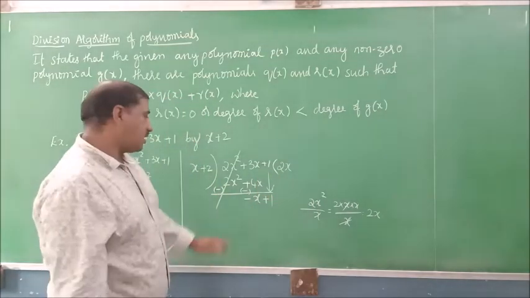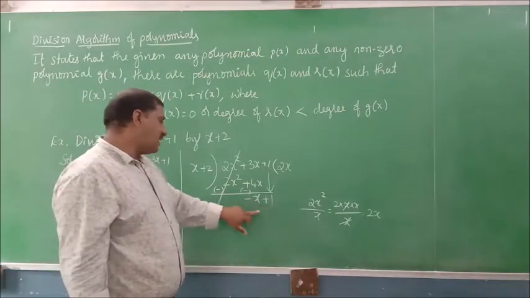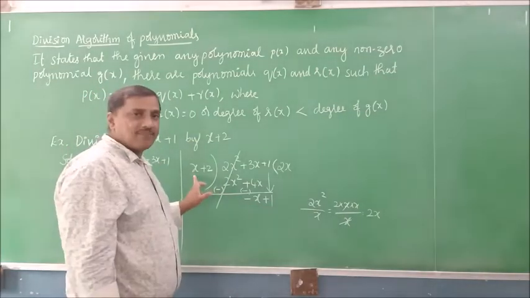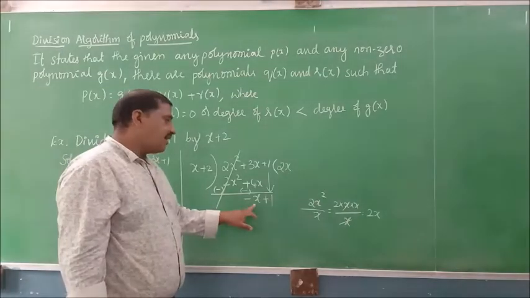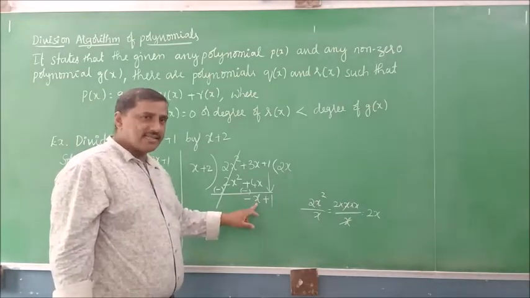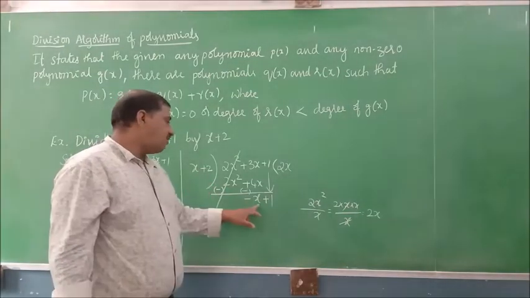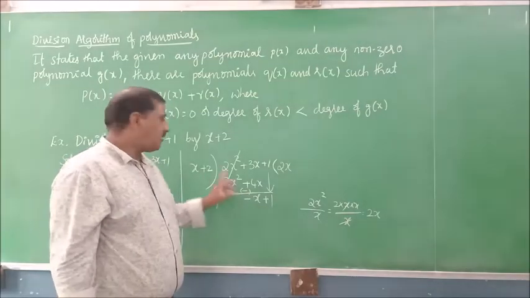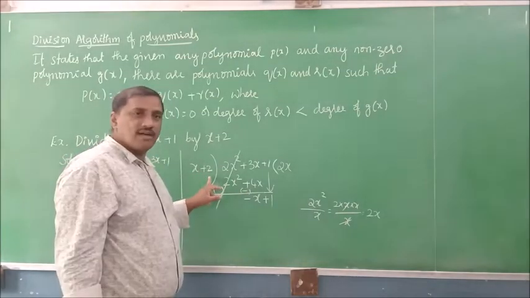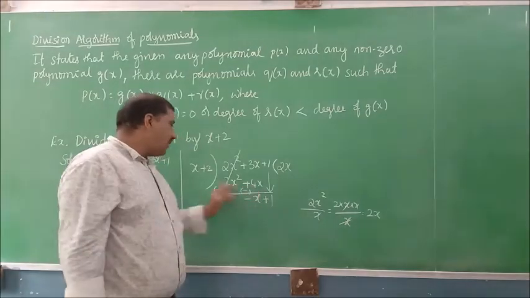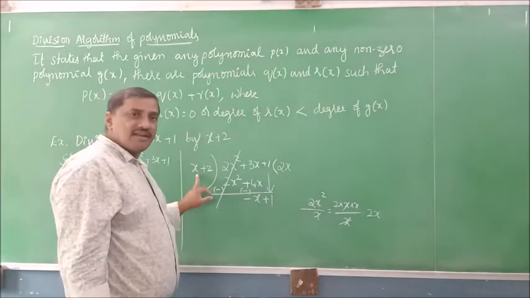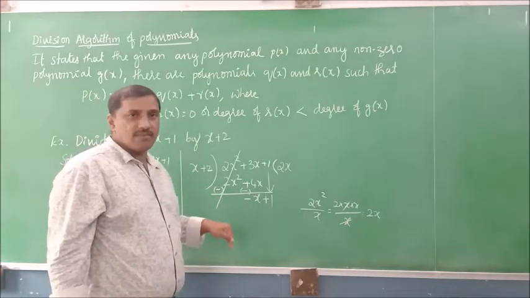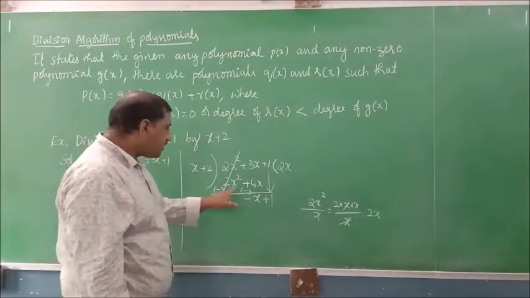Plus 1. Now this is the second dividend, and we divide again in the same way. Observe whether its degree is less than the degree of the divisor. What is the degree of this polynomial? 1. And the degree of the divisor is also 1. Always the degree of the remainder should be less than the degree of the divisor, or it may be 0. Now let's continue the third step again.